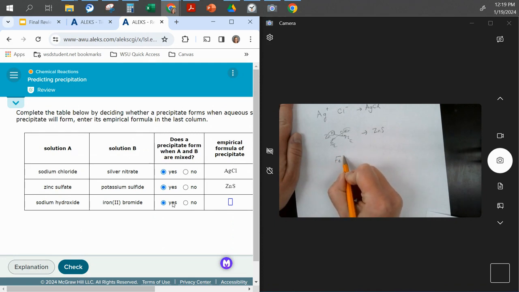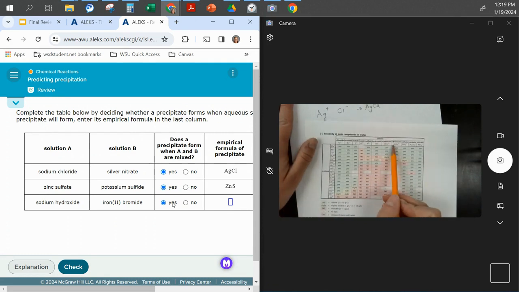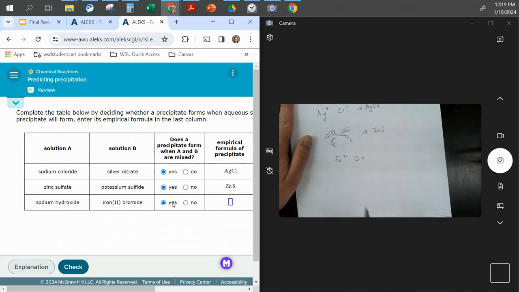Iron, this was iron 2 plus. Do you know the charge on hydroxide? Oh, it tells you actually. It gives you some of the polyatomic ions, so that's nice. Hydroxide is OH minus 1. So I need 2 hydroxides for 1 iron. So I'm going to write Fe, and I need 2 hydroxides, so I'm going to put it in parentheses. Fe(OH)2.